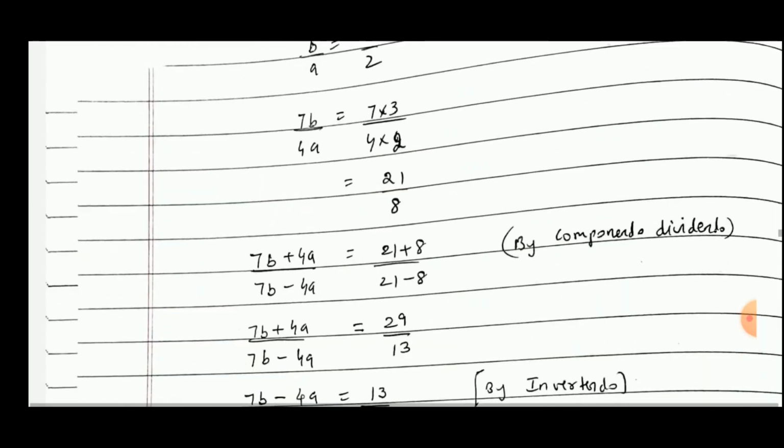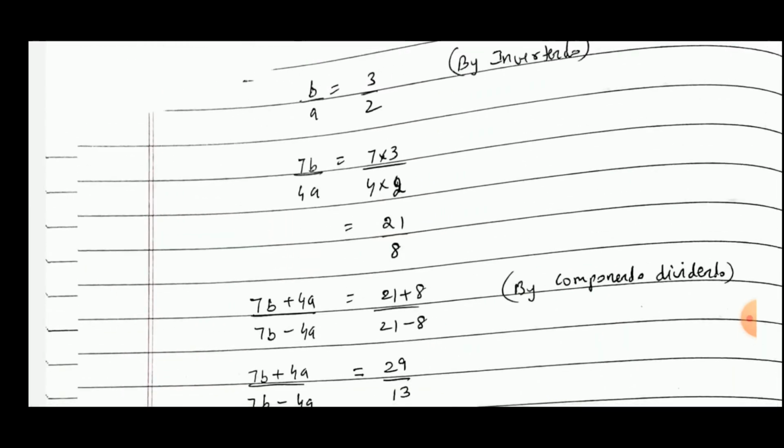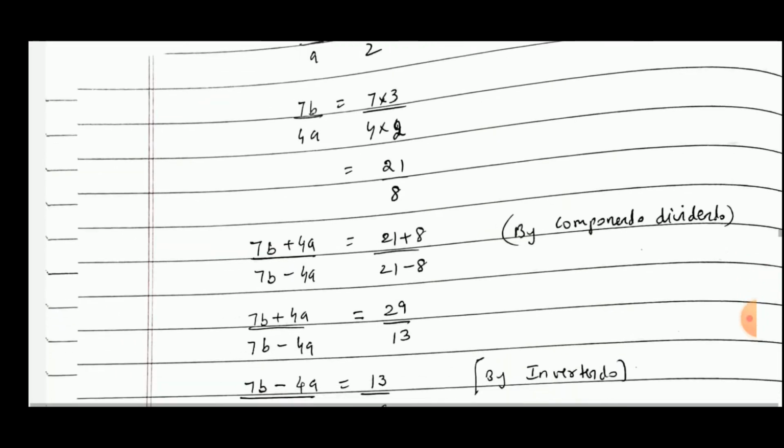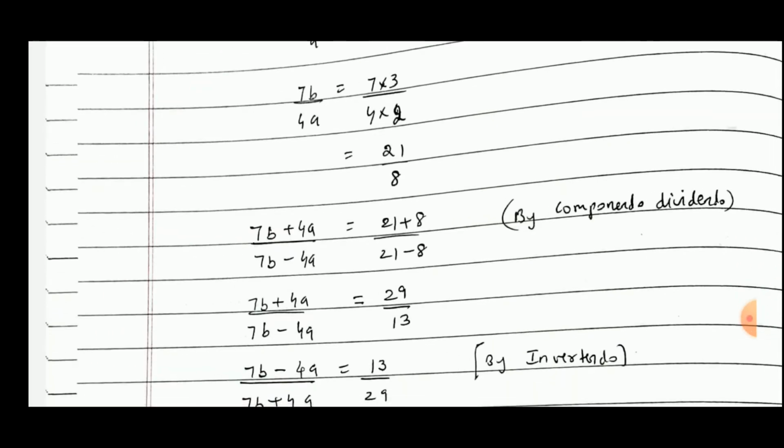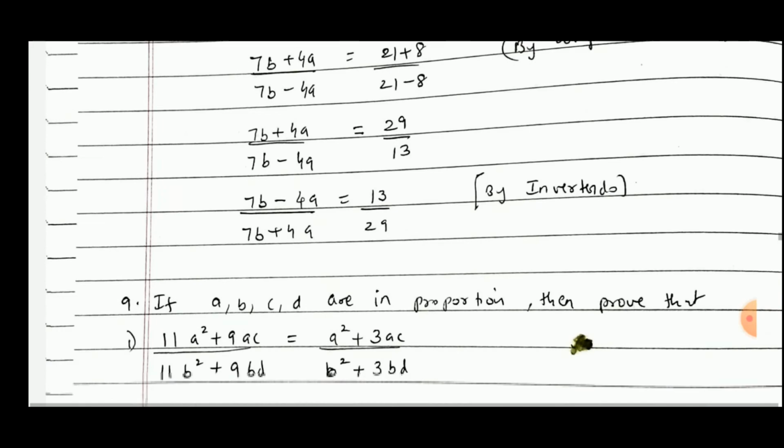7B minus 4A upon 7B plus 4A. So A upon B is equal to 2 by 3. So B upon A is 3 by 2. 7B upon 4A is equal to 21 upon 8. Apply the componendo dividendo, you will get the answer 13 upon 29.